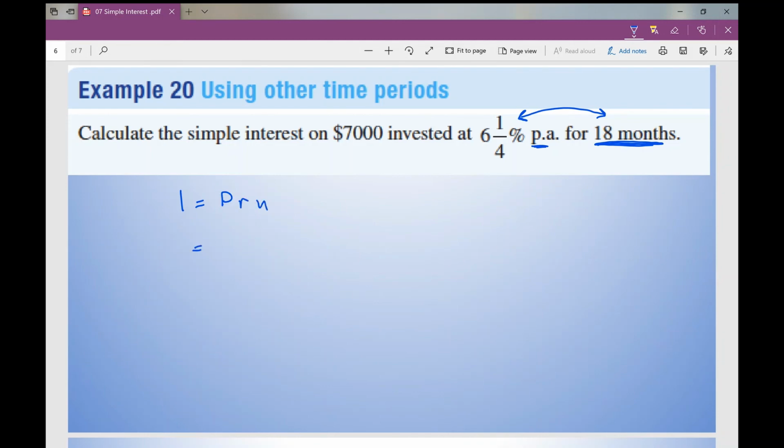So we're going to just write down our formula and we're going to start filling in numbers. The principal is 7,000. The rate is 6.25%. Now, when we come to our time period, we're not just writing 18, we're writing 18 divided by 12 because there are 12 months in 1 year. So 18 months divided by 12 months is going to give us the number of years. Now we go back over here and put this all in our calculator. And the answer is $656.25.